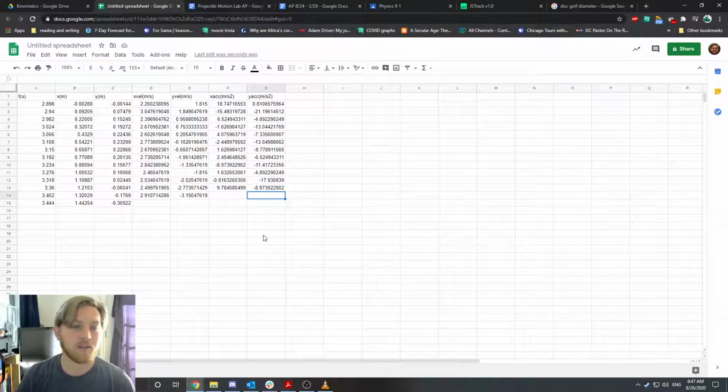This is how you plug in your data to Google Spreadsheets so you can see what your position, velocities, and accelerations are for projectile motion. Hopefully this helps you figure out how to answer the questions that the lab is asking.